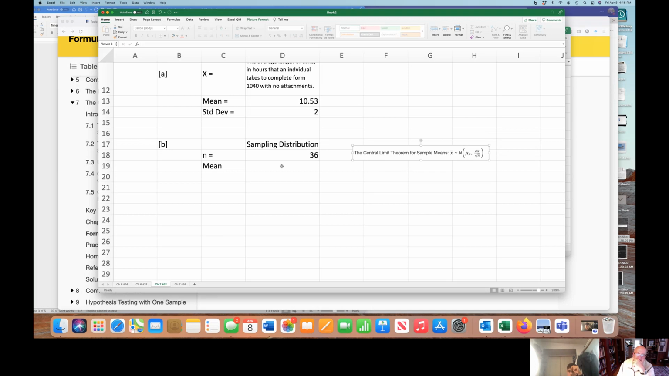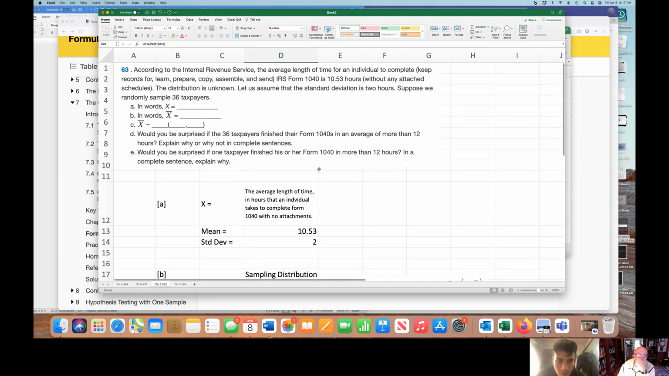Central Limit Theorem. So the mean is the same mean. The mean doesn't change. No matter what this distribution is, the mean is going to be the same. But the standard deviation is going to be equal to 2 divided by the square root of the sample size. What's the sample size? 36. Close parentheses, so it's 0.3333. Let's reduce that to maybe 2 decimal places. Is that what B wants? Yes.